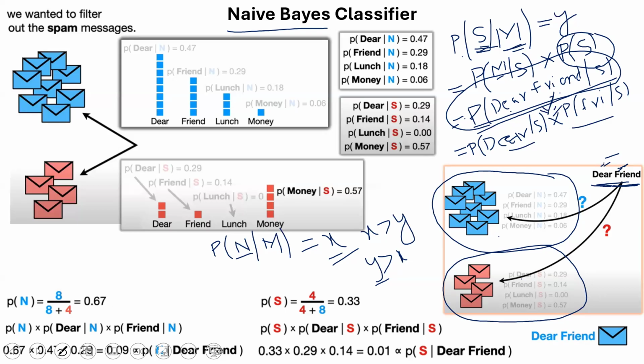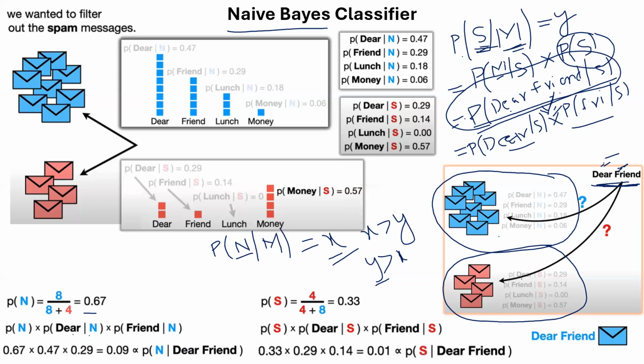Okay. So then we just multiply. If you look at this, "dear friend", you are going to calculate the probability of a normal message, which is 0.67. The probability of dear given a normal message, what is the value of that? It's 0.47. And then the probability of friend given a normal message is 0.29. So you are going to calculate all of them and you get the probability as 0.09. So that is proportional to the probability of a normal message given the message "dear friend".